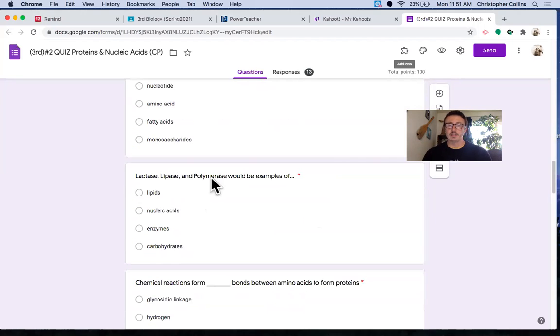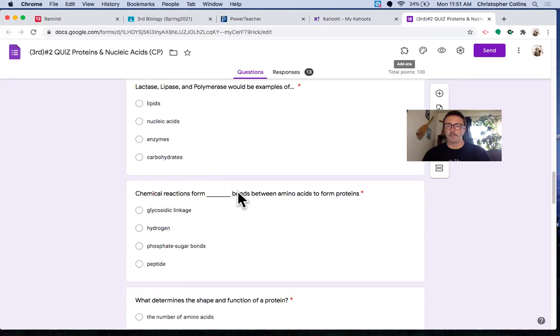Lactase, lipase, and polymerase, they all end in ASE, which is a good dead giveaway for enzymes. Lactase helps us break down milk sugar. Lipase would be an enzyme to break down fat. And then polymerase is an enzyme we're going to talk a lot about later on in the semester. It's an enzyme that actually makes new DNA molecules.